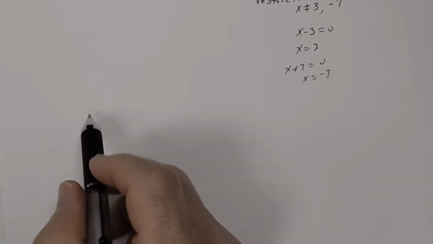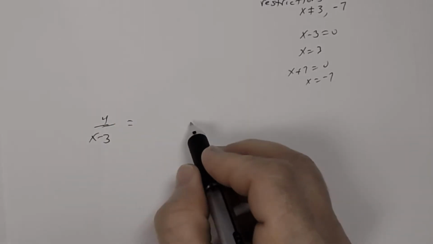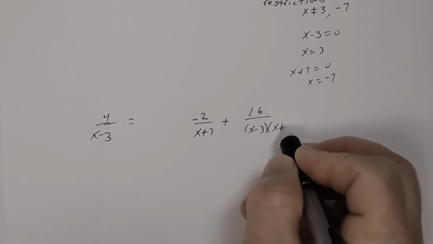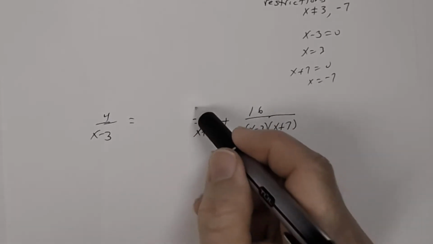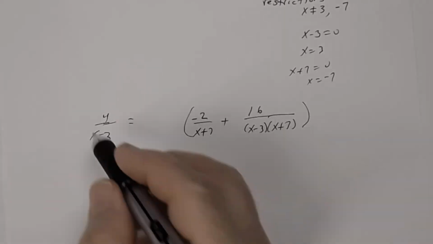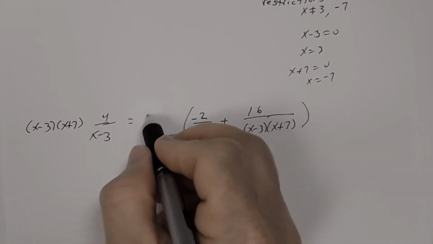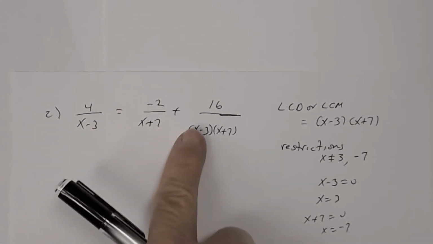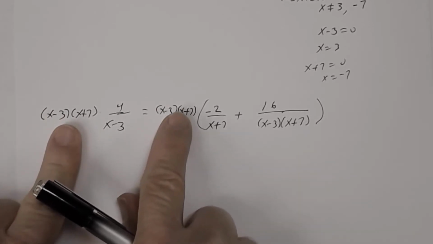I'm going to leave some space here. So I have 4 divided by x minus 3 equal, and then I'm just going to rewrite my original problem over. So that was negative 2 divided by x plus 7 plus 16 divided by x minus 3 times x plus 7. Now remember, since that right here involves 2 rational expressions, put that in parentheses. Then step 2 is to multiply both sides by your least common multiple. So my least common denominator is x minus 3 times x plus 7, just like this, and then x minus 3 times x plus 7, just like this. So I took each side of this equation and multiplied by the least common denominator, or least common multiple.